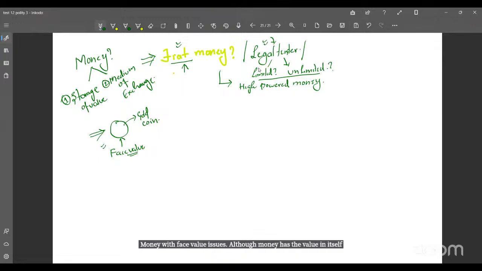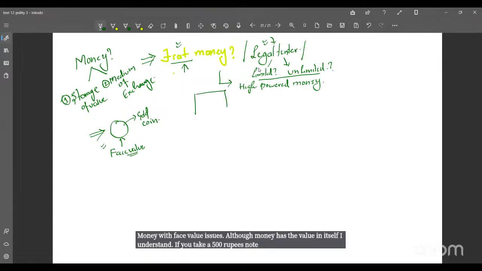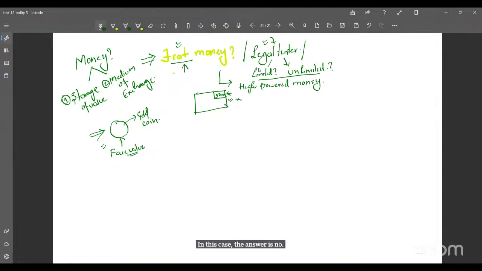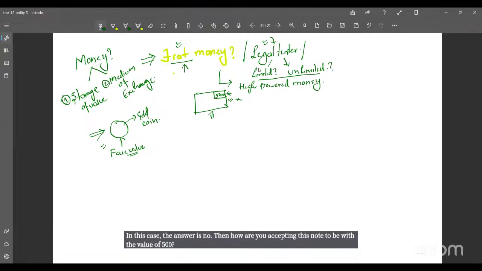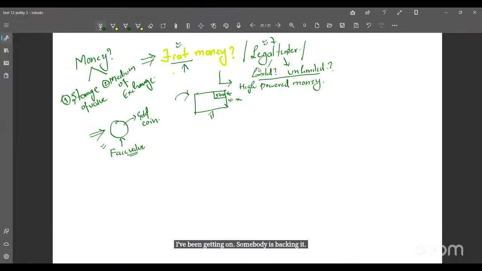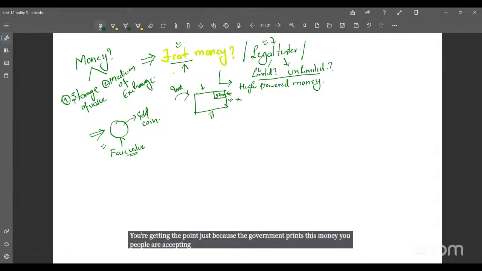I understand. If you take a 500 rupees note, does this note have 500 rupees worth of item within itself? That is the question here. In this case, the answer is no. Then how are you accepting this note to have the value of 500? Somebody is backing it. Who is backing it? The government is backing it. Just because the government prints this money, you people are accepting the value of this particular paper. Otherwise, this paper will not have any value at all.